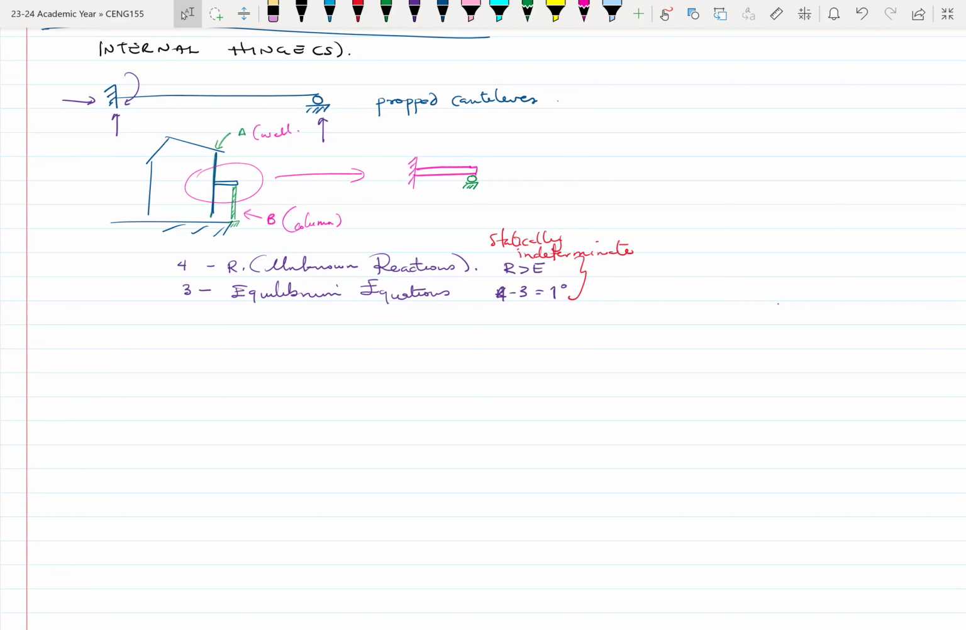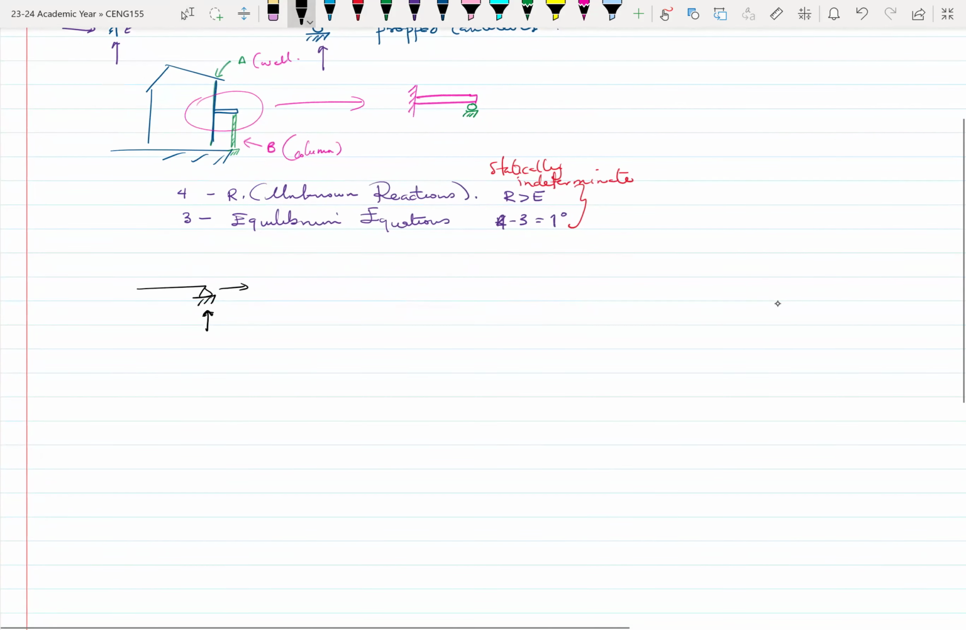There are certain structures whereby we place a hinge. We know what a hinge support is. This is a typical hinge support. But when it comes to internal hinges, we have the beam.